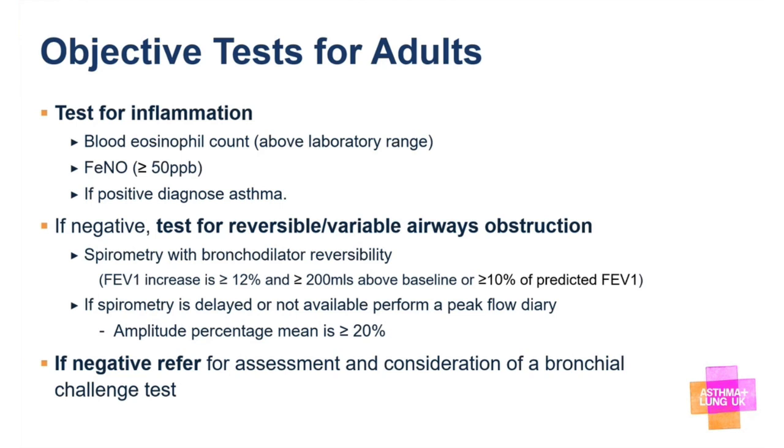If they've got a negative test at that point and you still think it's asthma, then move on to the next test, which they suggest we should be doing: spirometry or bronchodilator reversibility as the gold standard test for picking up people with airflow obstruction. But if for any reason there's long waits for spirometry or it's not available in your area, then using a peak flow diary for 2 weeks is a valid way of doing that. And if those tests are still negative and somebody you think has got asthma, then referral is the right thing to be doing. There's no place for trial of treatment in this guideline.